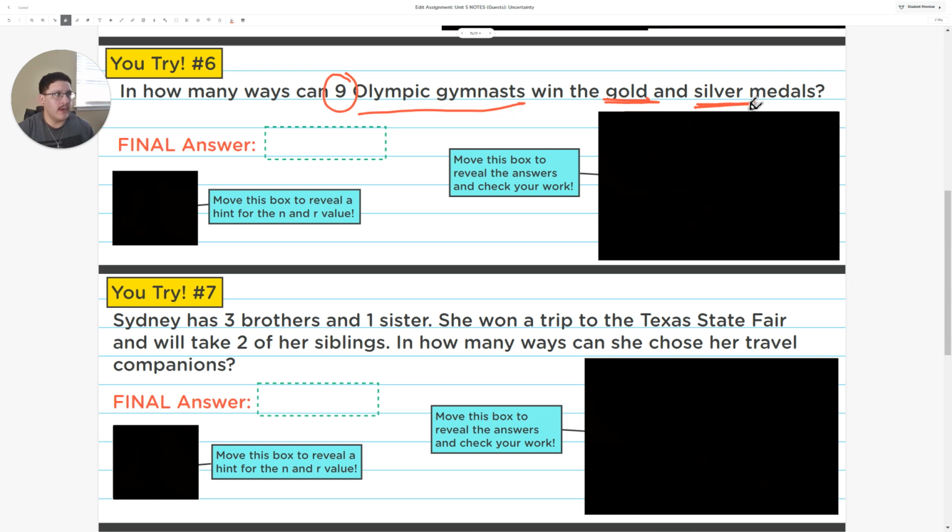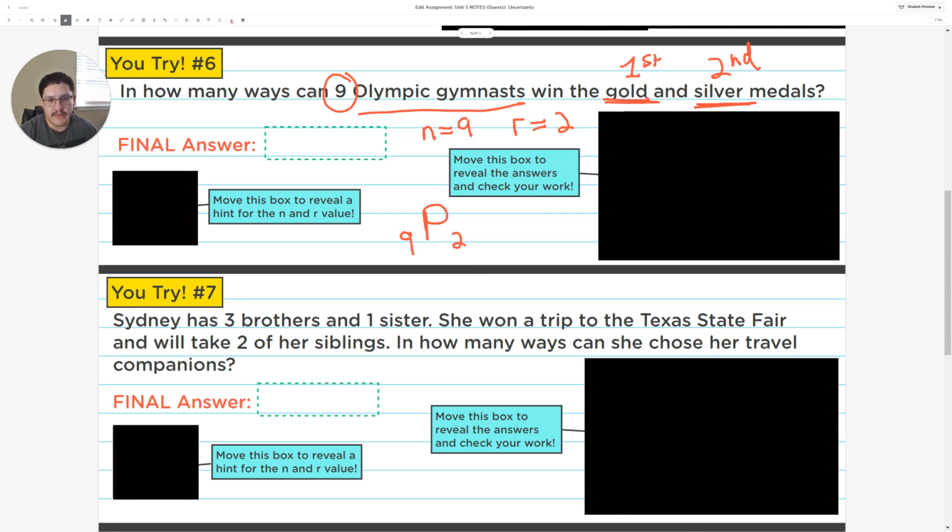So, in how many ways can 9 Olympic gymnasts, so we have 9 of these guys, win gold and silver medals? So, does order matter, yes or no? Yes, order matters because we're trying to figure out who comes in first and then who comes in second. Okay, so since order matters, we're using permutation. Now, from permutation, we need to figure out how many total we have. How many people are competing in this event? Well, we have 9 Olympic gymnasts. So our n value, n is equal to 9. Our r value is how many we're choosing from. And we're only choosing gold and silver, 2 places. So r is 2.